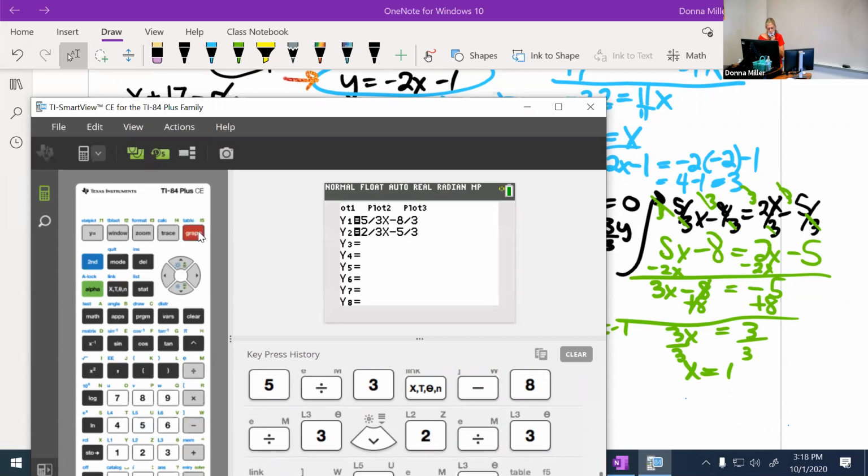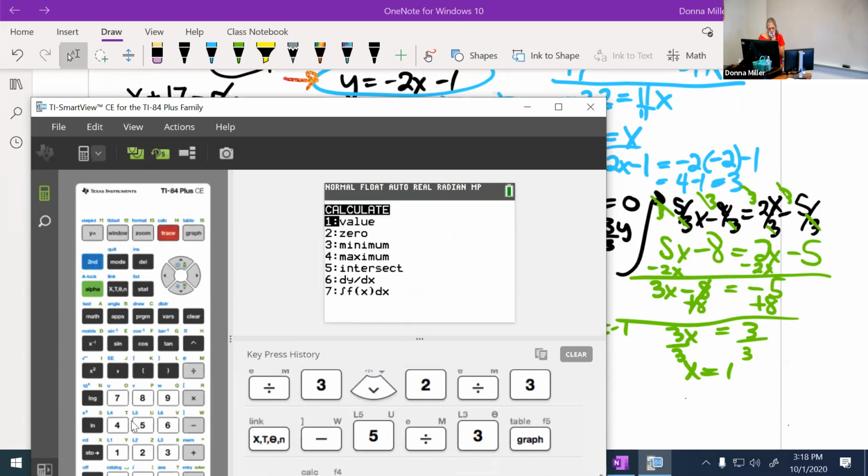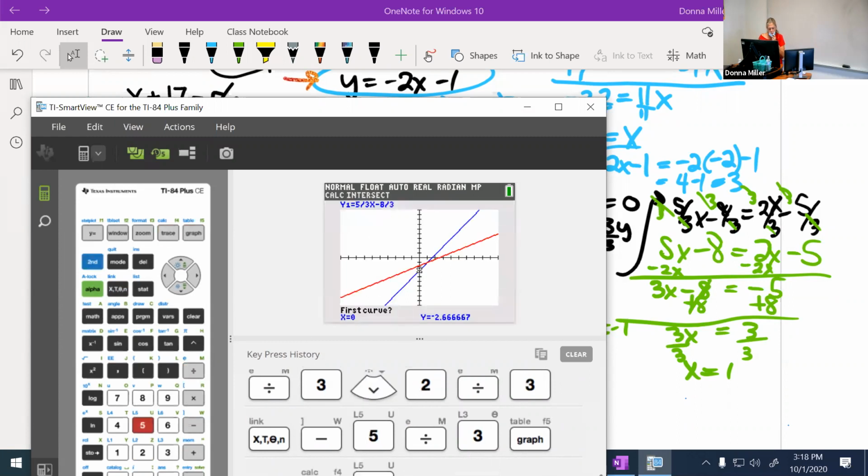Good, graph it. So you can see the point of intersection there. It looks like 1, -1. We'll go find it. Second trace 5. Press enter 3 times. And there it is, 1, -1, right? Did it right.